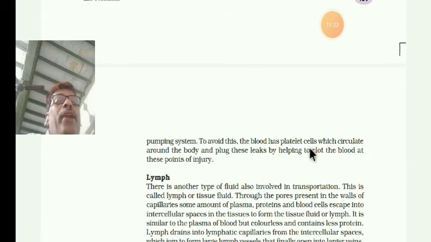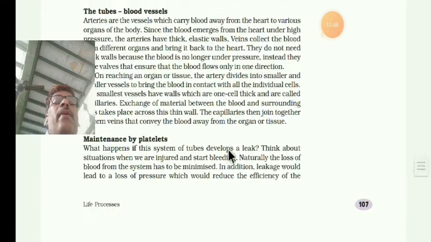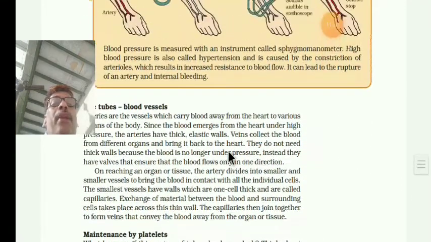So, to avoid this, the blood has platelet cells which circulate around the body and plug these leakages by helping to clot. Clot means it becomes a solid mass. So the blood at these points will not leak again. In this way, platelets are helpful to us.